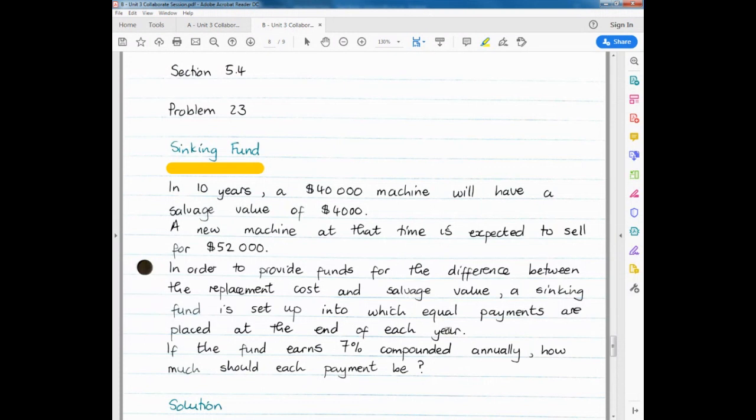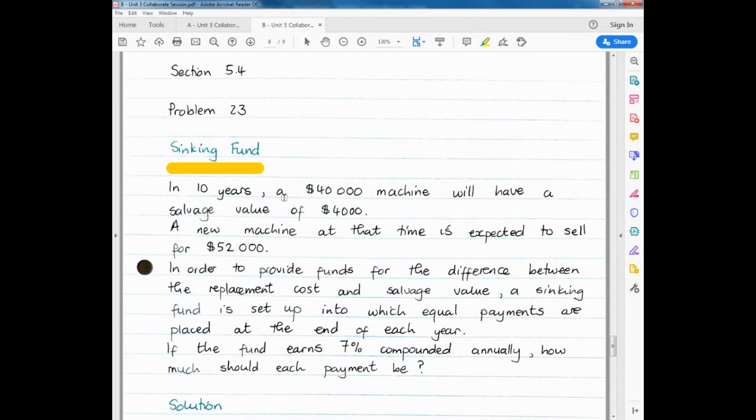So you can see Mr. Van Renen there is throwing in the tip that if you see a sinking fund, think future value of annuity. Okay, so the sinking fund here, its purpose is to fund the difference between the replacement cost and the salvage value. So it's raising money to pay for this new machine.